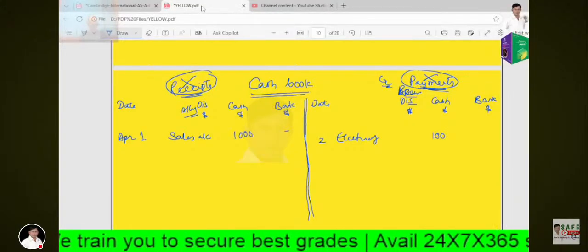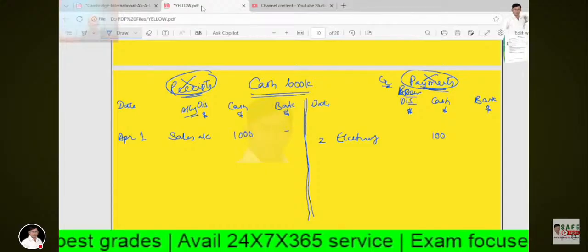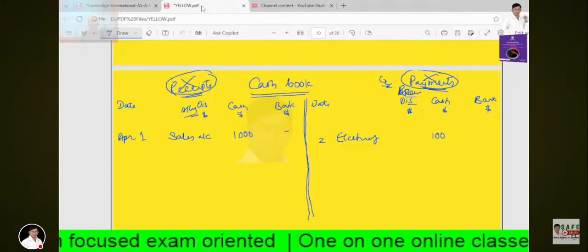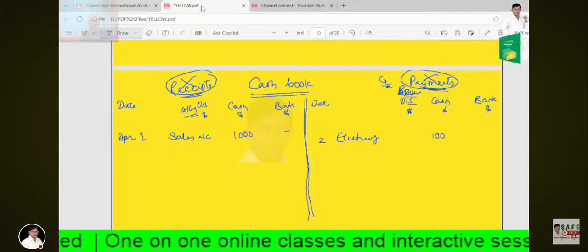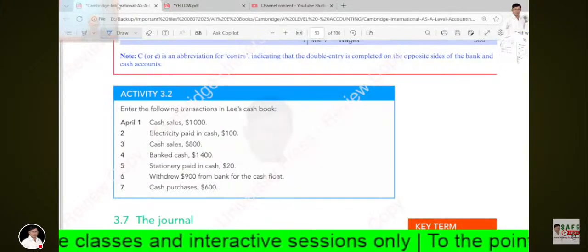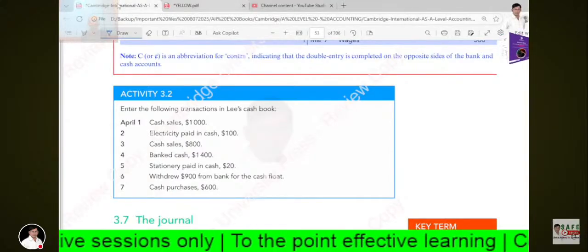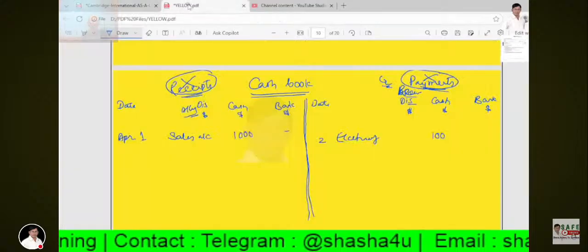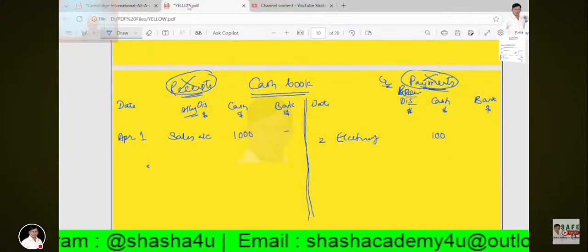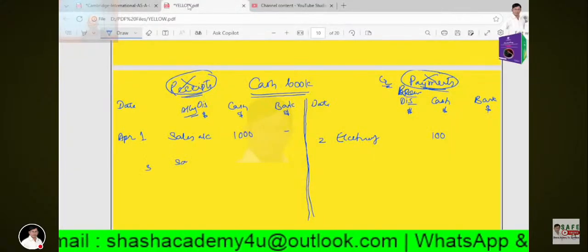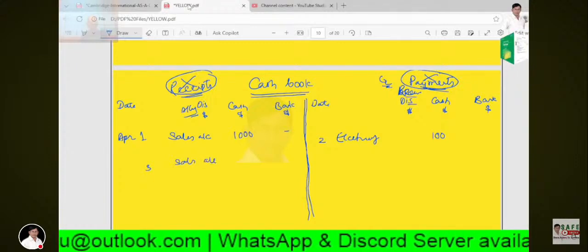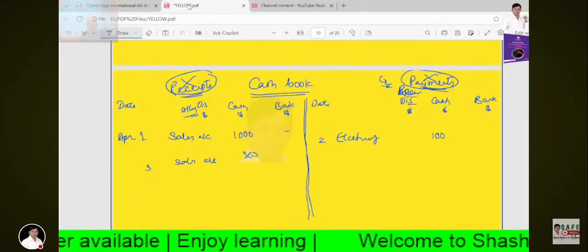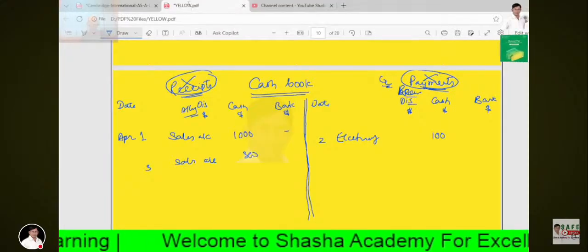So we have received 100. So cash account will be credited and electricity charges will be debited. Next, cash sales 800. So we are receiving cash again. What date is it? It is on third, 800, on third, sales 800. When we sell, we receive, no? So receive 800.